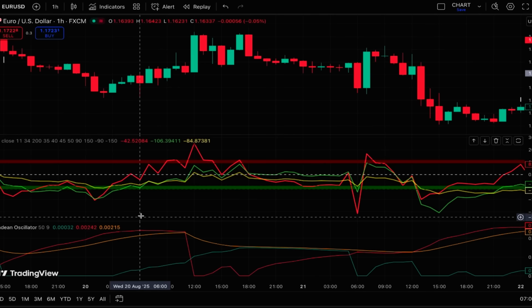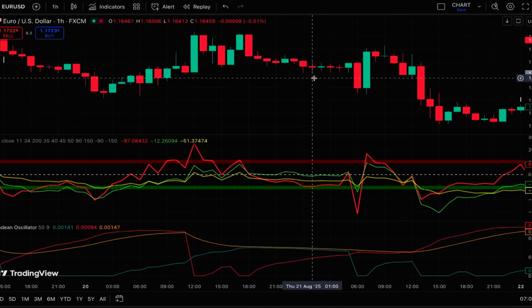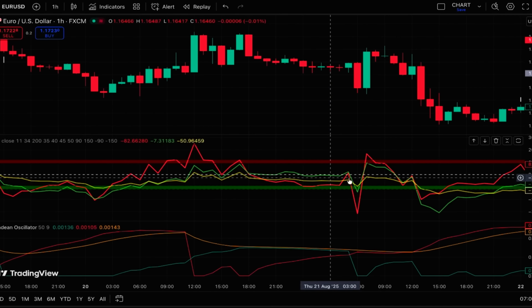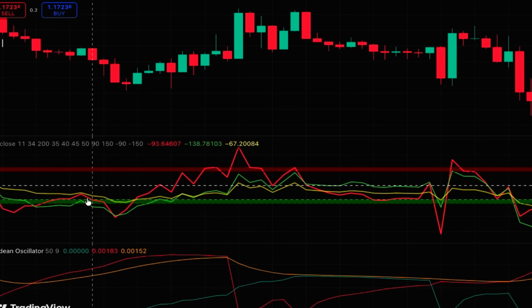As I explained earlier, this yellow line will help us with trend identification. When it is below the center line, the trend is down and we should look for short position opportunities, and when the yellow line is above the center line, the trend is up and we should look for long position opportunities. Here in this part of the chart, you can see that the yellow line is below the center line, telling us that the trend is down, and so we should look for short position opportunities.